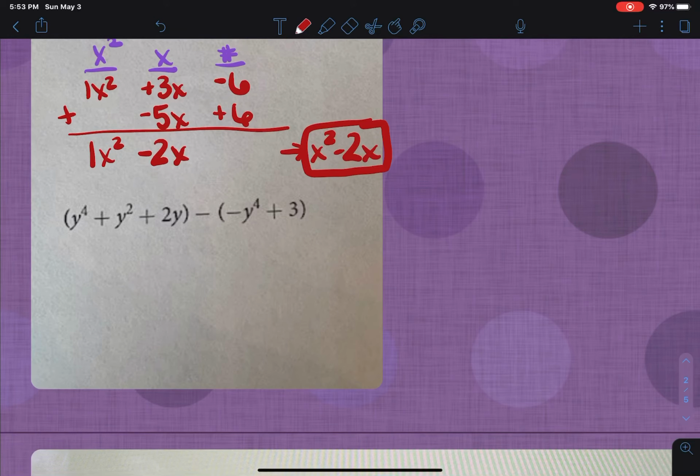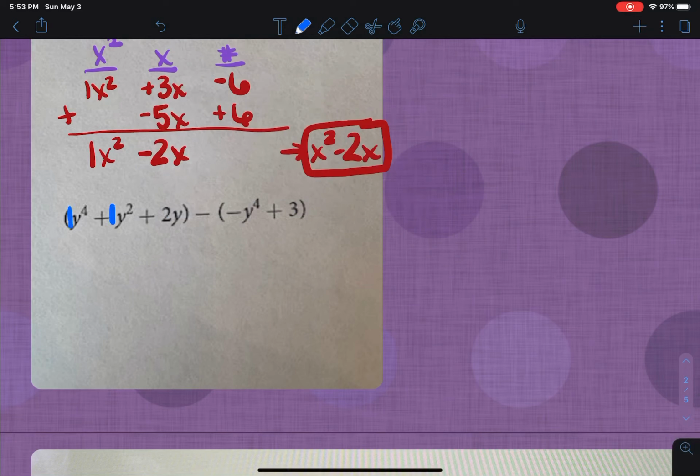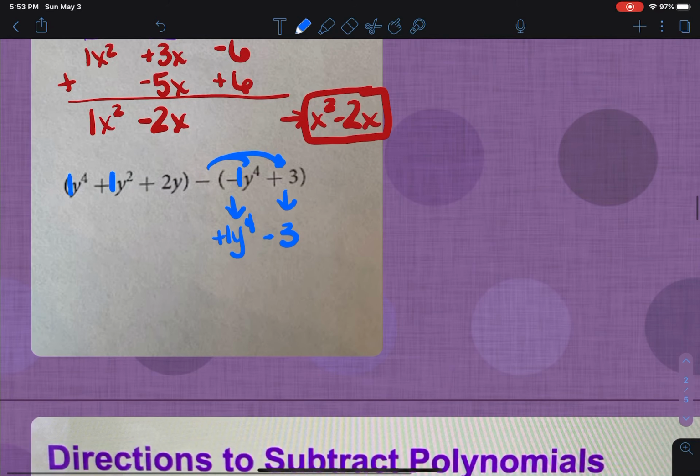So first of all, in this problem, I see lots of spots where I might add a 1. Here, here, and here. And then I would be sure to distribute my subtraction to those two pieces. So negative 1y to the fourth becomes positive 1y to the fourth. Plus 3 becomes minus 3. And then I need to start looking at these for the highest exponent. So the highest exponent I see is y to the fourth. So I'm going to start there, and then I'm going to make my columns.